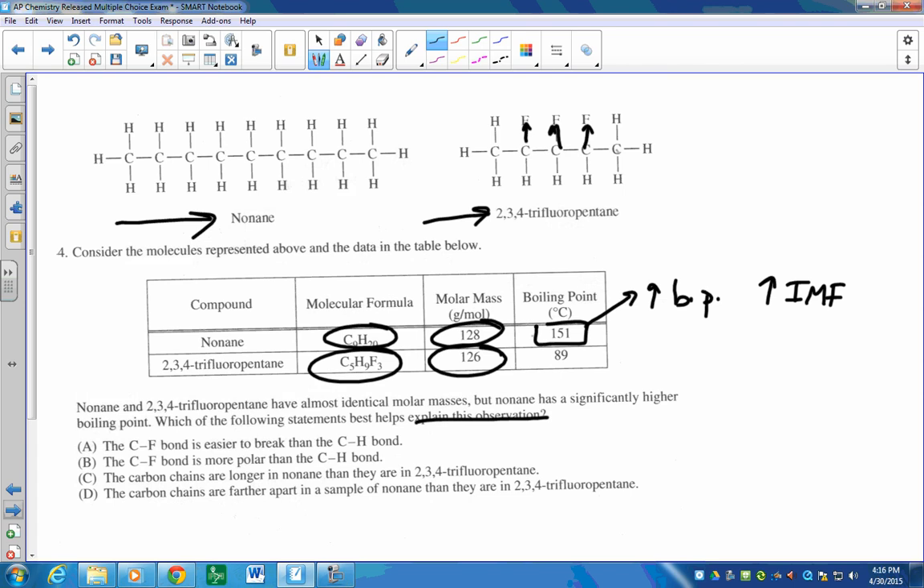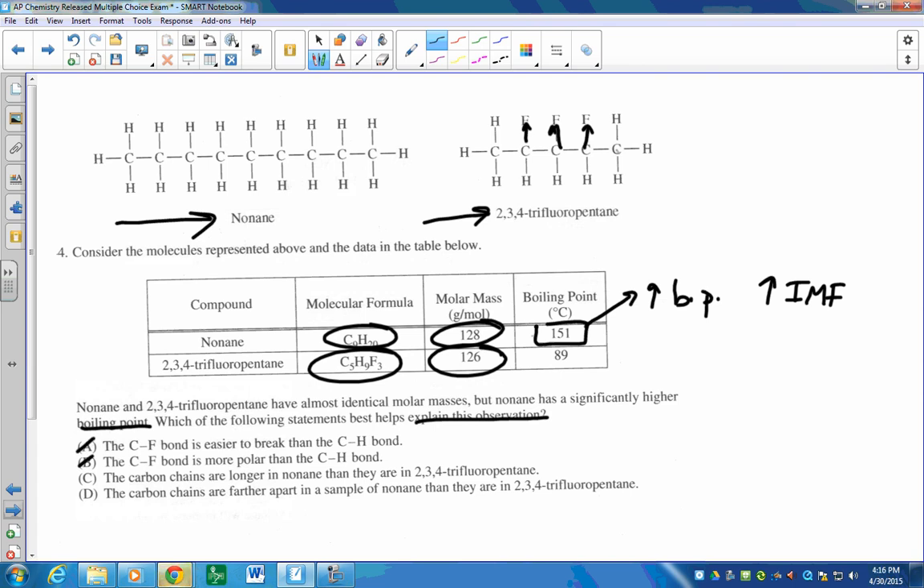The C-F bond is easier to break. No, because when you're doing boiling point and melting point, you're not doing chemistry. When water boils, it's still water. That's all about intermolecular forces. The C-F bond is more polar than the C-H bond. That is absolutely, positively true, except it doesn't explain it. That would explain why trifluoropentane should have a higher boiling point.